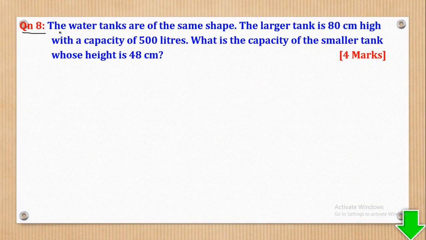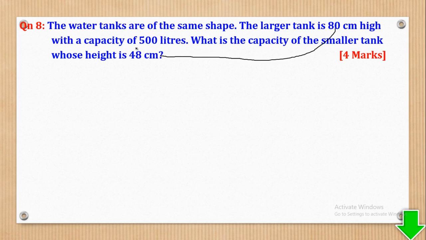So question 8 says the water tanks are of the same shape. The larger tank is 80 centimeters high with a capacity of 500 liters. What is the capacity of the smaller tank whose height is 48 centimeters? So here what you should realize is that they are of the same shape. So when they are of the same shape, what comes to our minds is similarity. Now for you to use similarity, the units for height must be the same. In this case they are the same, which is okay.